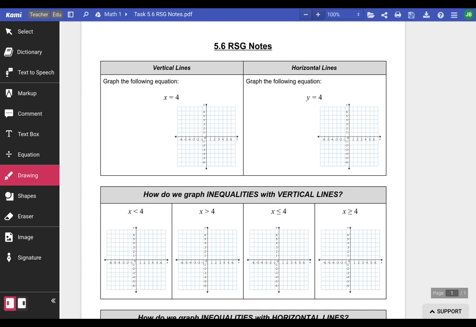Everyone, today we're going to go through the 5.6 Ready, Set, Go notes. And this section is actually going to be our last section for this school year. So we're going to start off with a little bit of a review and then relate it to what we've been doing with graphing inequalities.